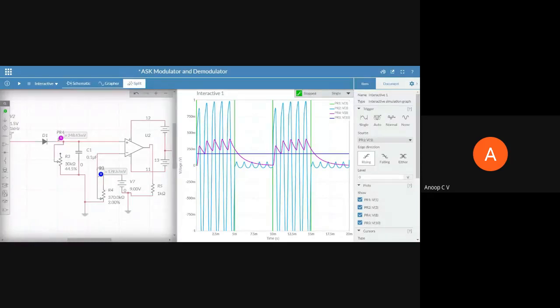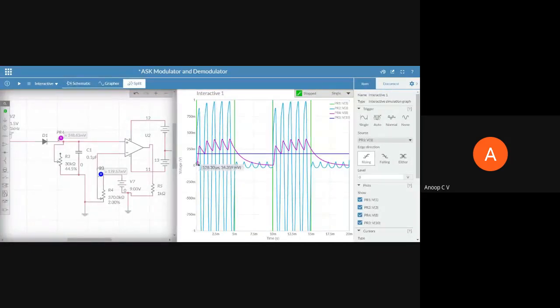Can anyone pitch in and tell what will be the output? What will happen? Ligina is telling a pulse. Ligina, if you can unmute and explain, that would be great. I want you to tell what will happen when the non-inverting is greater than the inverting, and what will happen when the inverting is greater than the non-inverting. Shashank is telling message signal. If anyone can unmute and tell, that would be great. Okay, fine. If no volunteers, I'll explain.